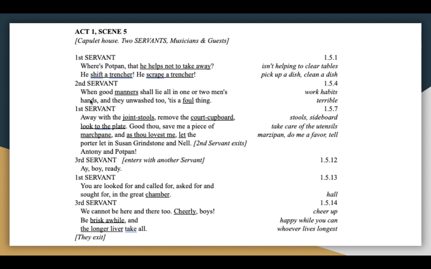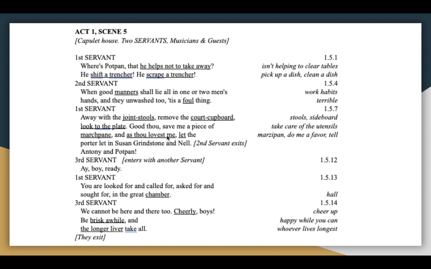And the second servant comes in, he says, "When good manners shall lie all in one or two men's hands, and they unwashed too, 'tis a foul thing." So he's saying when there are only one or two good-mannered people left, and they're dirty as well, it's a terrible thing. The first servant says again, "Away with the joint stools, remove the court cupboard, look to the plate. Good thou, save me a piece of marchpane." So put the stools away, remove the plates. And marchpane is marzipan. I don't know if you've ever had that, but it's like a sweet almond cakey paste sort of thing. So save me a piece of marzipan.